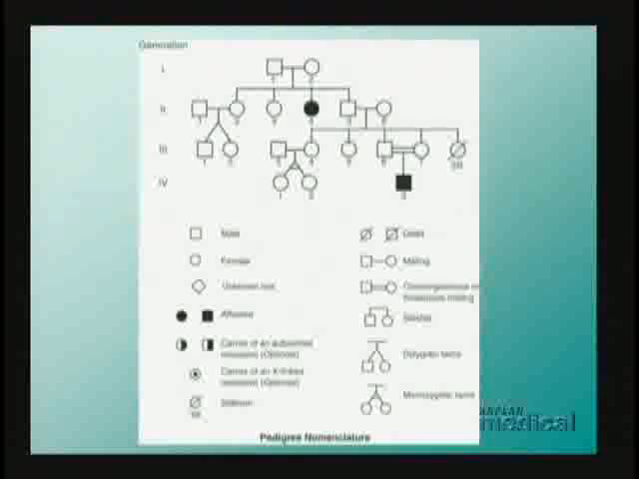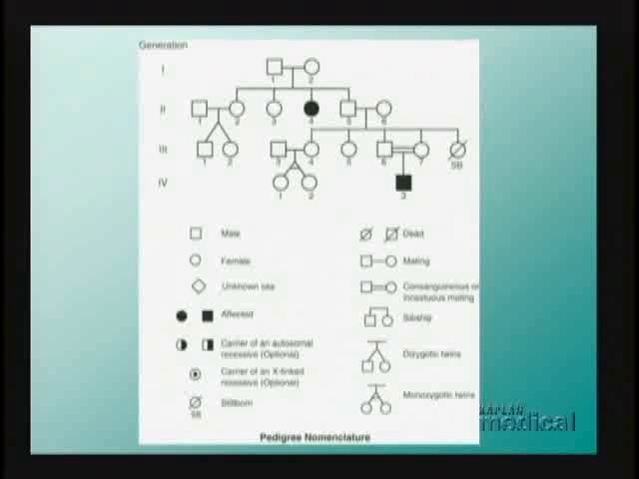Carriers for autosomal recessive diseases are indicated by half filling in the symbol. The autosomal diseases are those carried on chromosomes 1 through 22, and normal individuals have 2 copies of each of those chromosomes. So heterozygous carriers for those diseases might be represented by half filling in the symbol. Carriers for X-linked recessive diseases are always female and are represented by putting a dot in the middle of the circle representing that person.